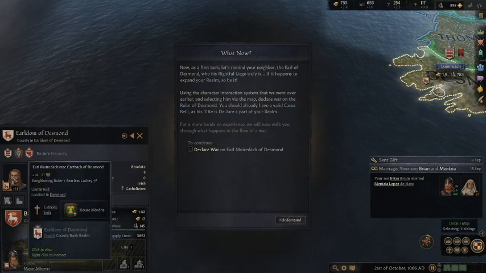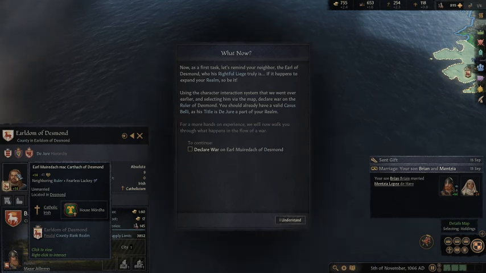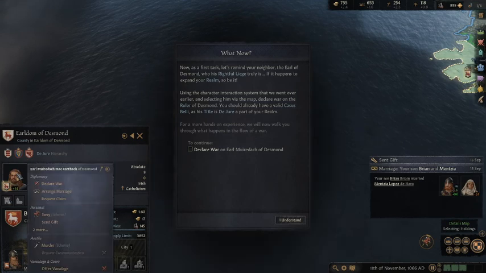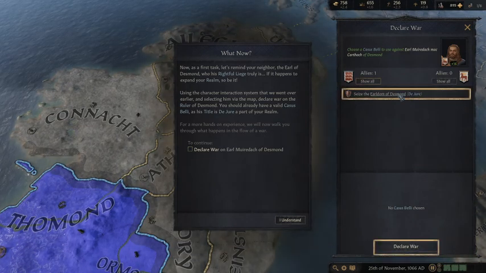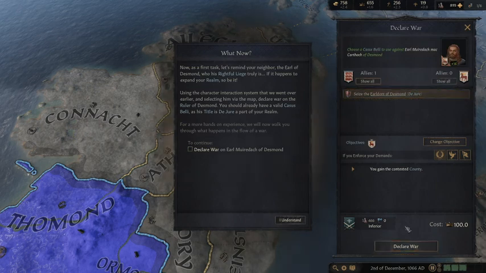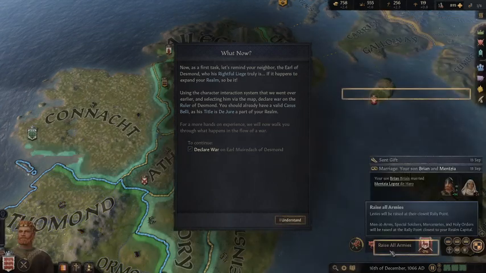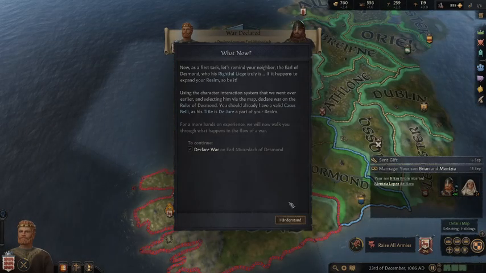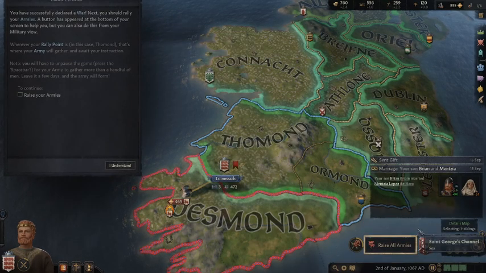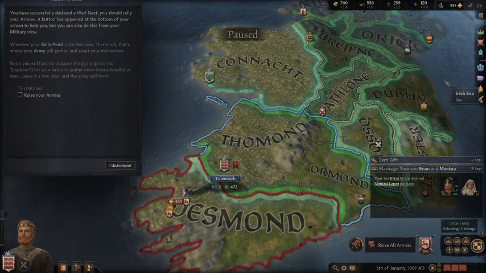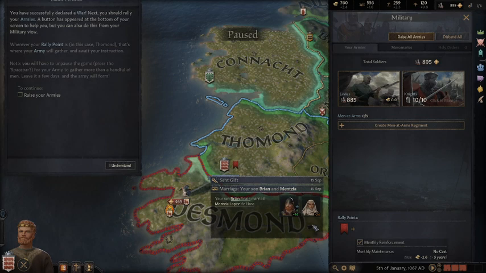Time to go after Earl Murdoch of Desmond. Declare war. We have the casus belli to gain the county. Right now, and to raise my armies.